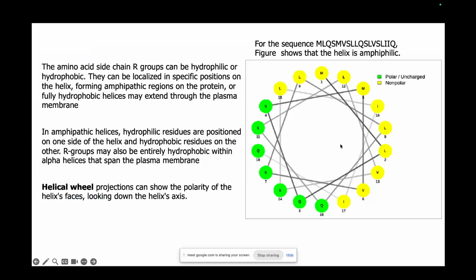And helical wheel projections show the polarity of the helix faces looking down the axis. So this is basically a helical structure, but you have to imagine that you are seeing this structure from top down. All these amino acids are part of the helix, and you are seeing it from top down, right? On one side of the helix you have your non-polar amino acids, and on the other side you have your polar amino acids. So this is a top-down view. This is amphiphilic in nature, or amphipathic in nature, right?